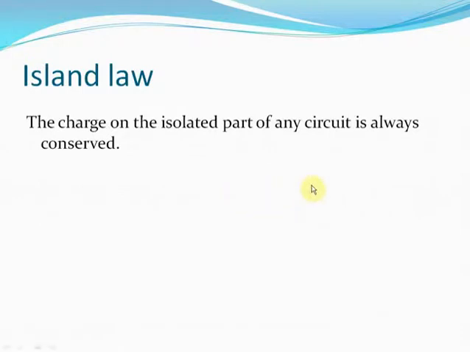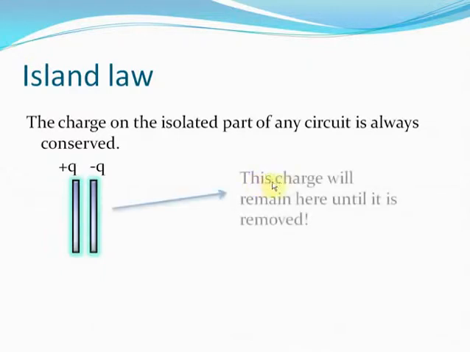The island law states that the charge on the isolated part of any circuit is always conserved. Now this seems to be such a complicated statement. What's happening in this statement? But basically, the island law states what you and I already know perfectly well. It states that if any part of a circuit is not connected to the other parts of the circuit, in that case the charge on that part of the circuit will remain constant.